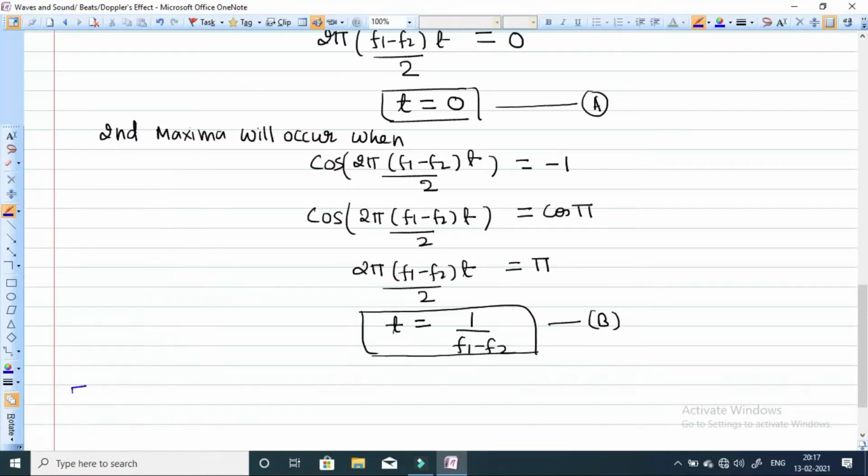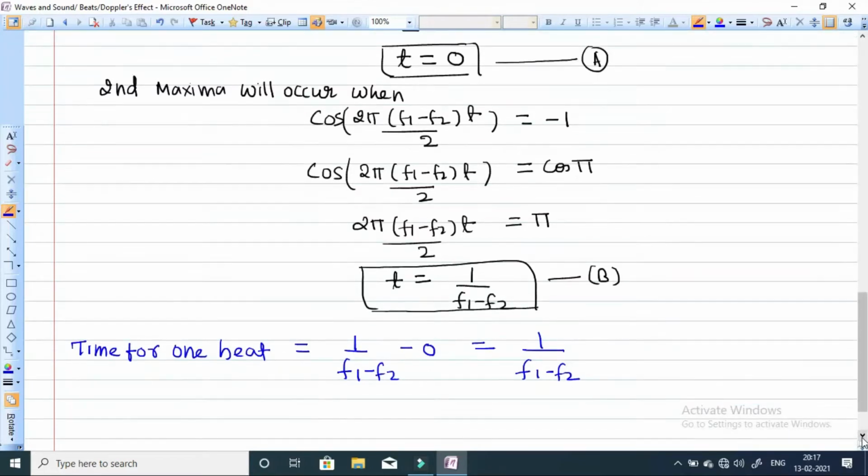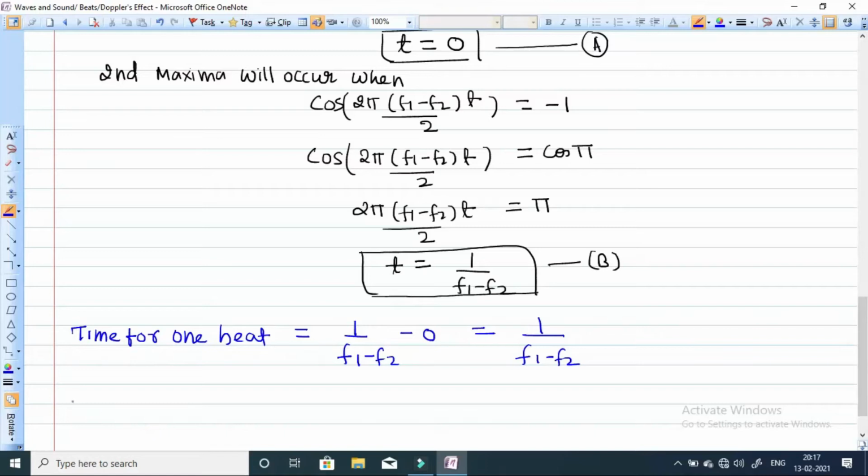So the time for one bit is nothing but the time interval between two consecutive maxima or minima. Here I have taken the maxima condition. So the time duration: the second maxima is at 1 upon (f1 minus f2), and the first maxima is obtained at t is equal to 0. So this value will be equal to 1 upon (f1 minus f2). So this is the time duration for one bit.